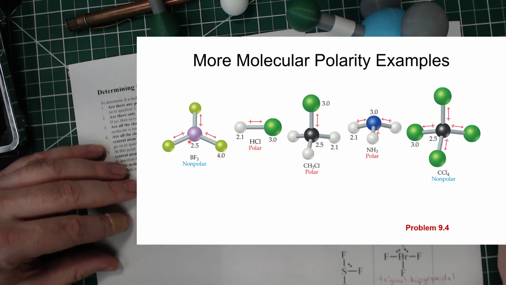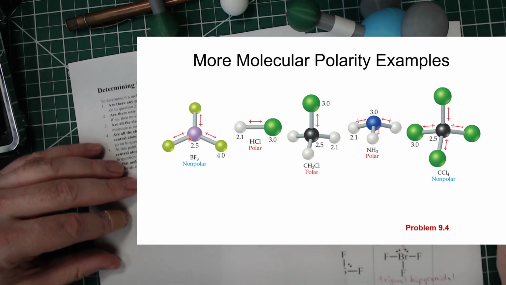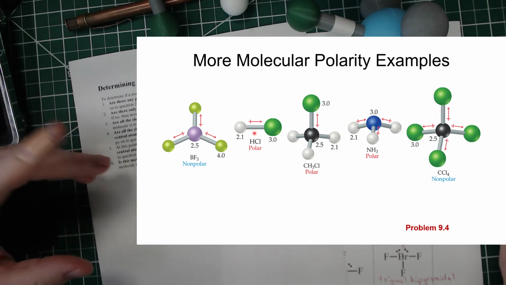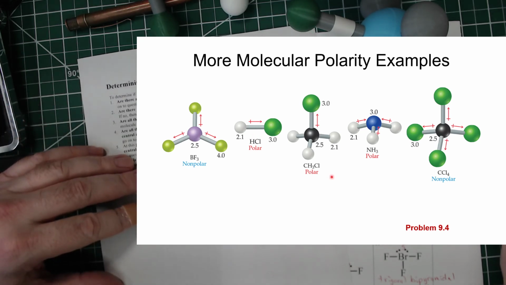All right, here's one where there are no lone pairs and they're all the same, so that is nonpolar. Here, there's only 2 atoms and it's polar, so therefore the molecule is polar.